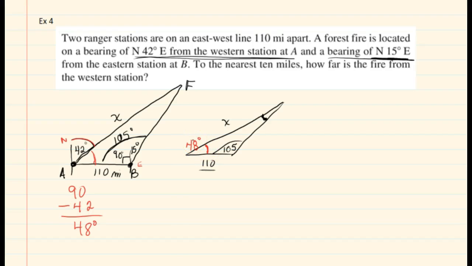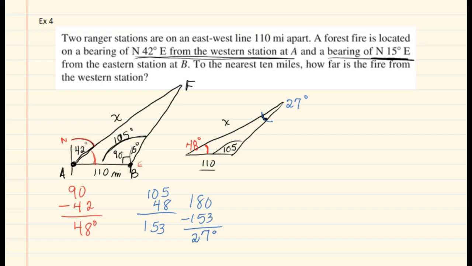So if I know two angles, I know the third. If I want to find this last angle over here, I'm going to take my 105 and add my 48, which is 153. Then I'm going to subtract that from 180, and that's going to give me 27 degrees. So this angle over here is 27 degrees.